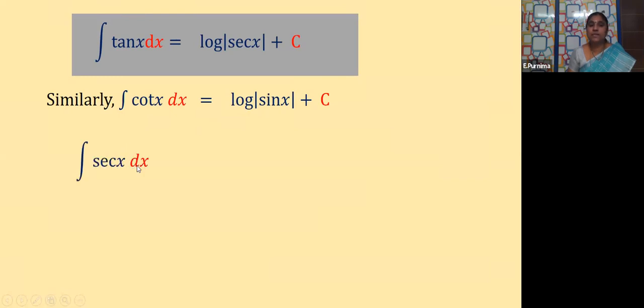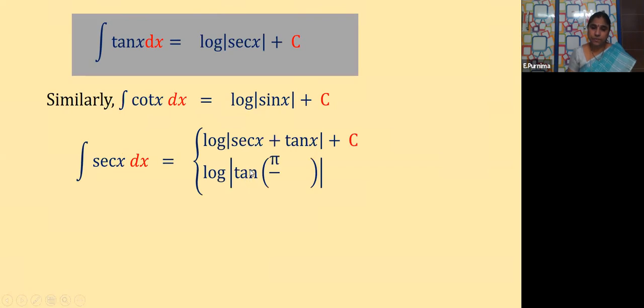Similarly, what else do we get? Integral of secant x dx is equal to log of secant x plus tan x plus c, and also log tan of pi by 4 plus x by 2, plus c. So these are the two formulas we have for secant x, children. This log of secant x plus tan x is written as tan of pi by 4 plus x by 2.